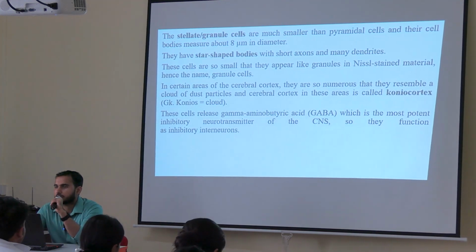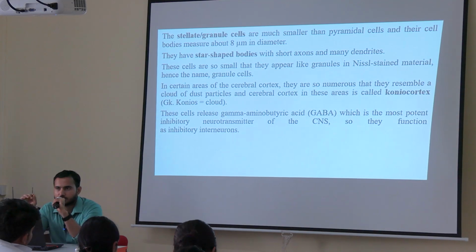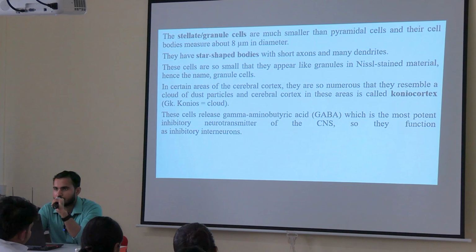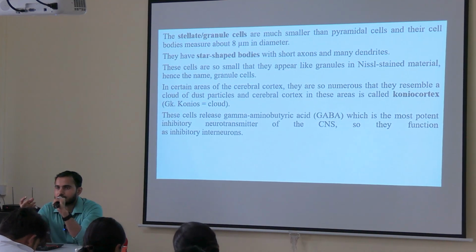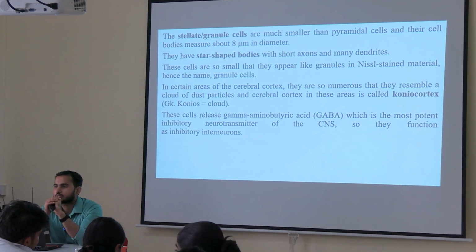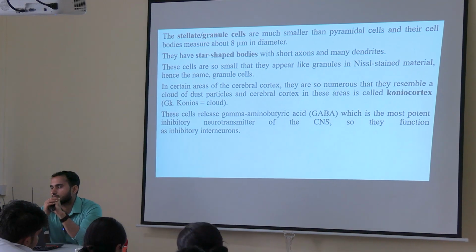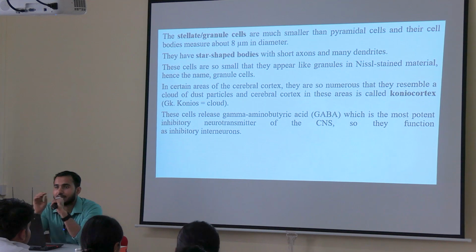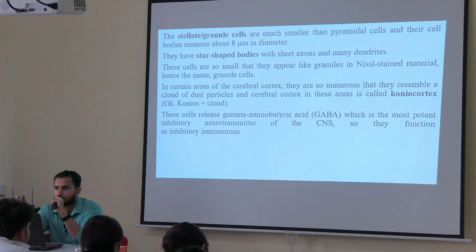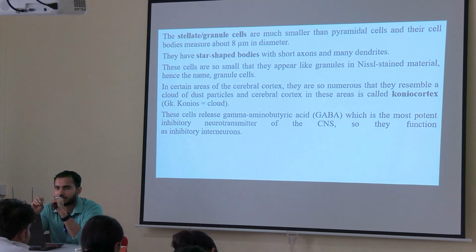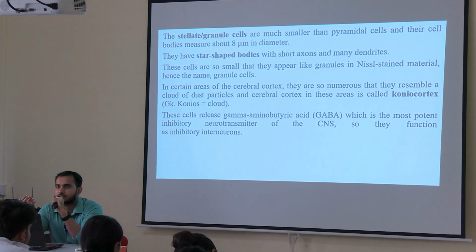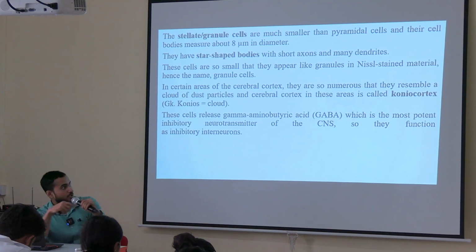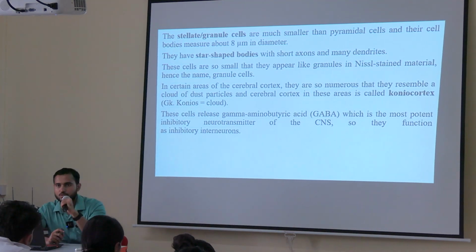Okay? What does it mean? The cells are very small. If you see the shape, it is star shaped. The appearance under microscope is dust of cloud particles. Because of this presence, the appearance is called neocortex. The meaning of conios is also cloud.